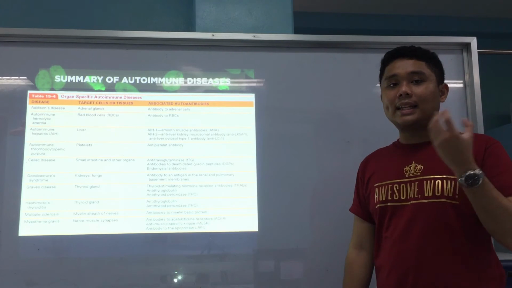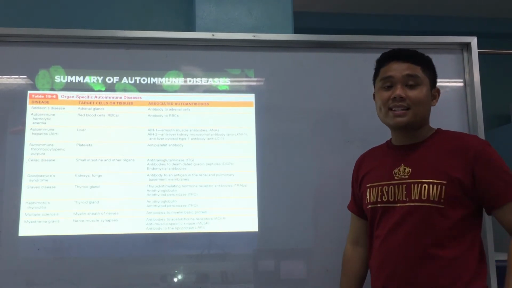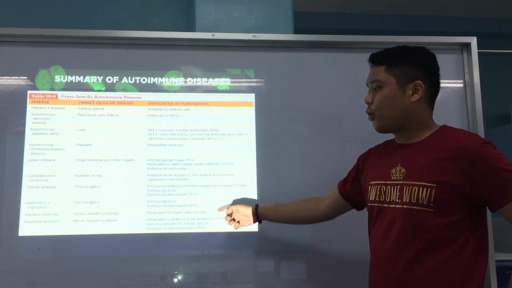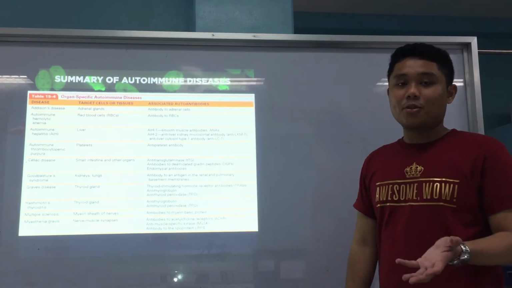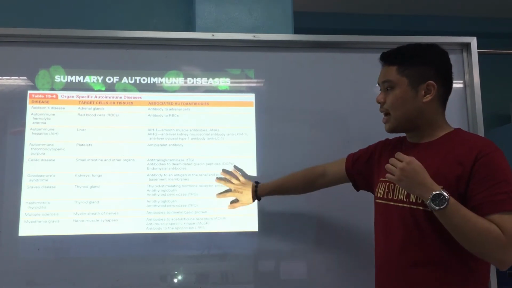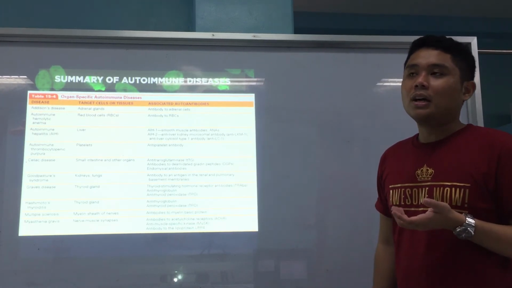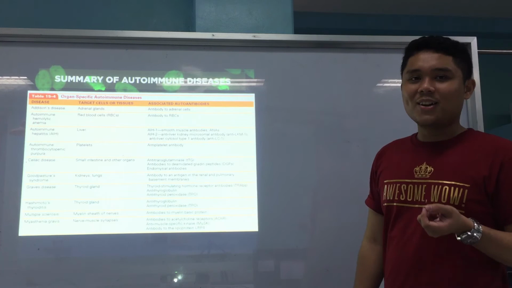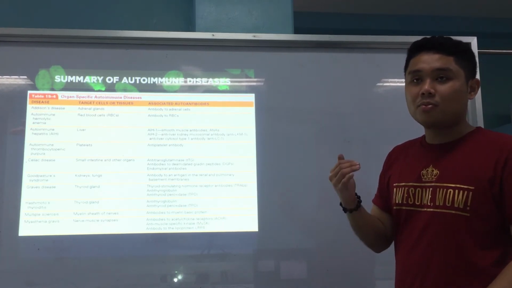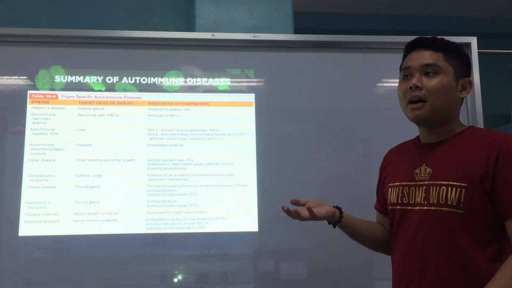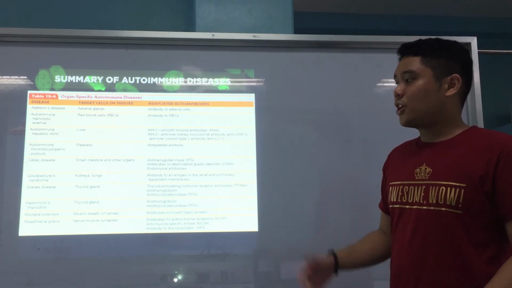So the target is the TSH receptor, with antibodies against the receptor for TSH. Alright? And for Hashimoto's, quite the same with Graves, anti-thyroglobulin and anti-thyroid peroxidase. But the difference is that Graves has antibodies to the TSH receptor. Always take note that with the TSH receptor, TSH cannot bind, so the thyroid cannot be activated and cannot produce thyroid hormones, right? Alright, that's for Graves' disease.